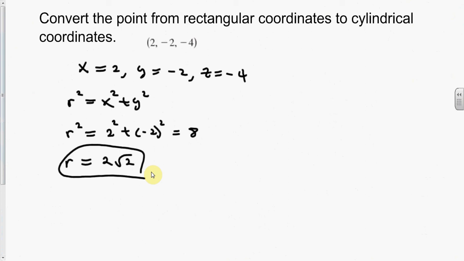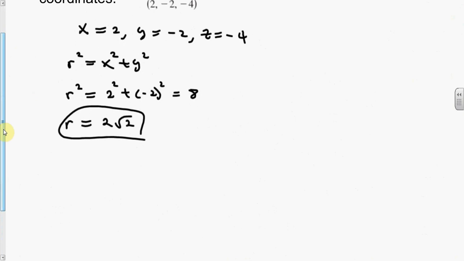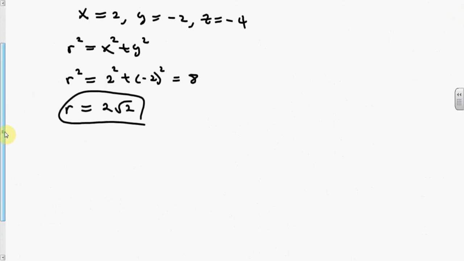So we have r. For cylindrical, we need r, we need theta, and we already have z. Z is equal to -4. So now we solve for theta. To solve for theta for cylindrical, we use the tangent, right? To be honest, you can use cosine or sine. It doesn't matter which one you use. You'll get the same thing.